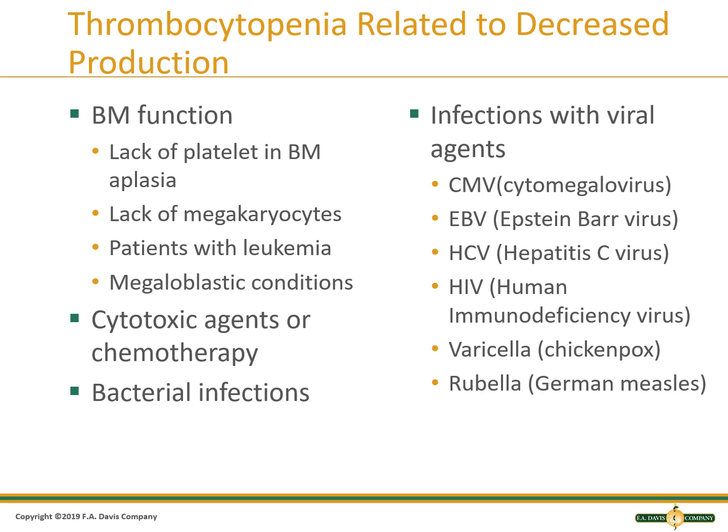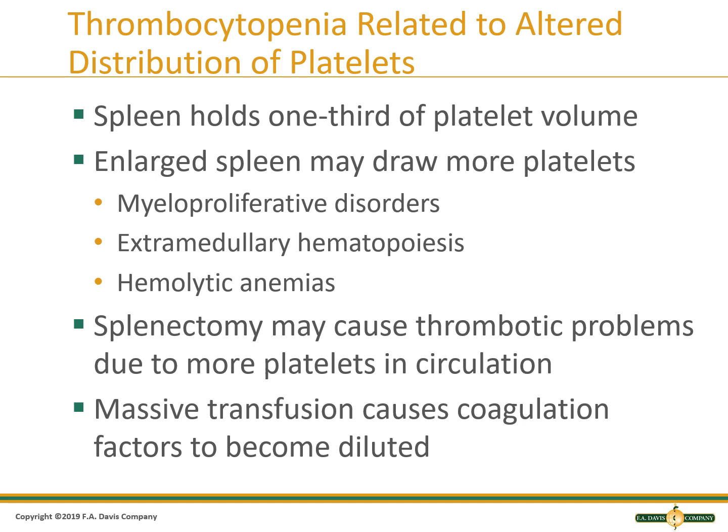The patient may have an infection with a viral agent such as CMV, which is cytomegalovirus, Epstein-Barr virus, hepatitis C virus, HIV, human immunodeficiency virus, varicella, which is chickenpox, or rubella, which is the German measles. A patient may also have thrombocytopenia, and it's related to the altered distribution of the platelets. So as we've talked about before, the spleen holds 1/3 of our platelet volume. An enlarged spleen may draw in more platelets.